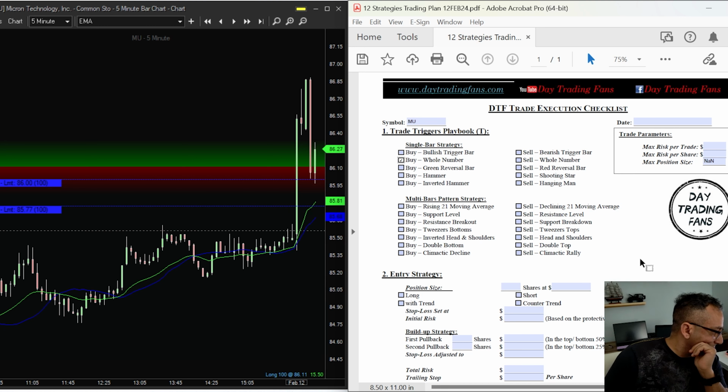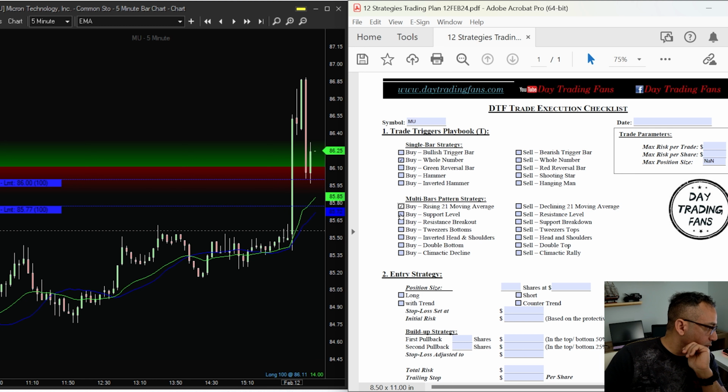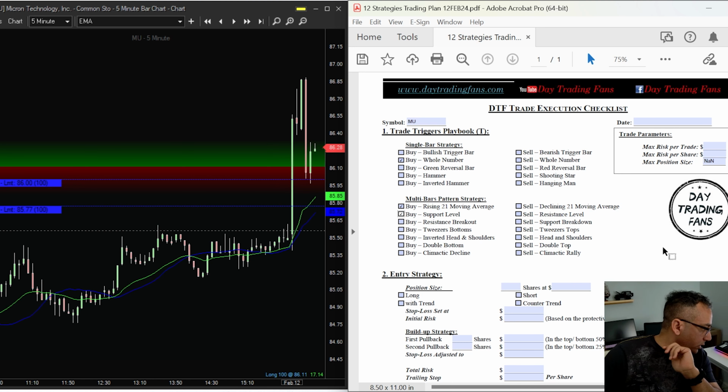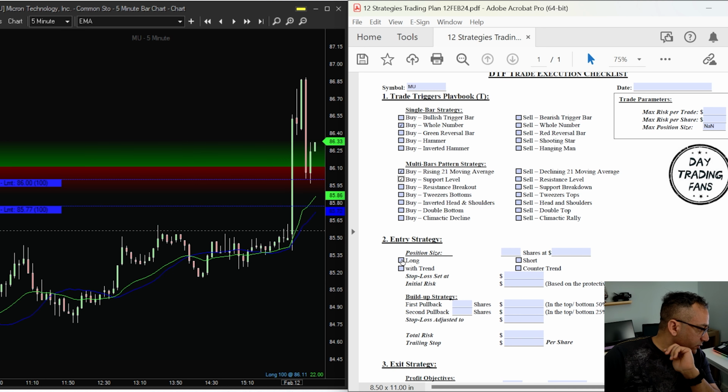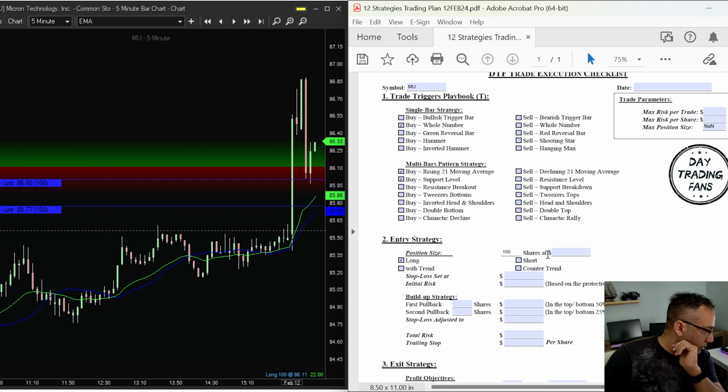Now this is a single bar. In the meantime, it's a whole number, and also a rising 21 period moving average. That's for sure. And what else do we have? We have a support level of the prior day close. So all of these are working in our advantage, even though it's being retraced. For position size, as of now, we are long. As of now, we only have 100 shares. So that's how you fill it out.